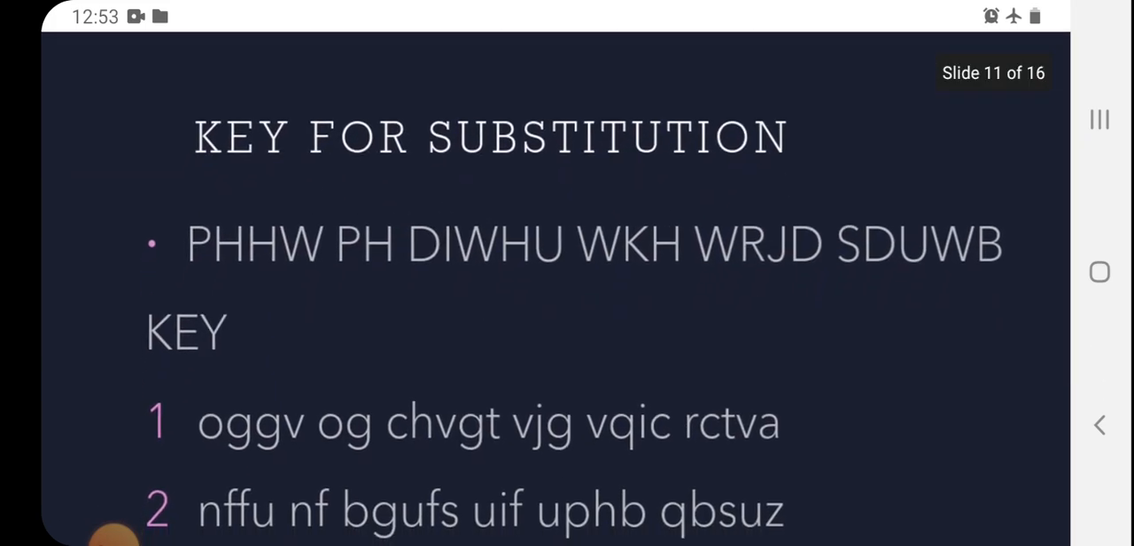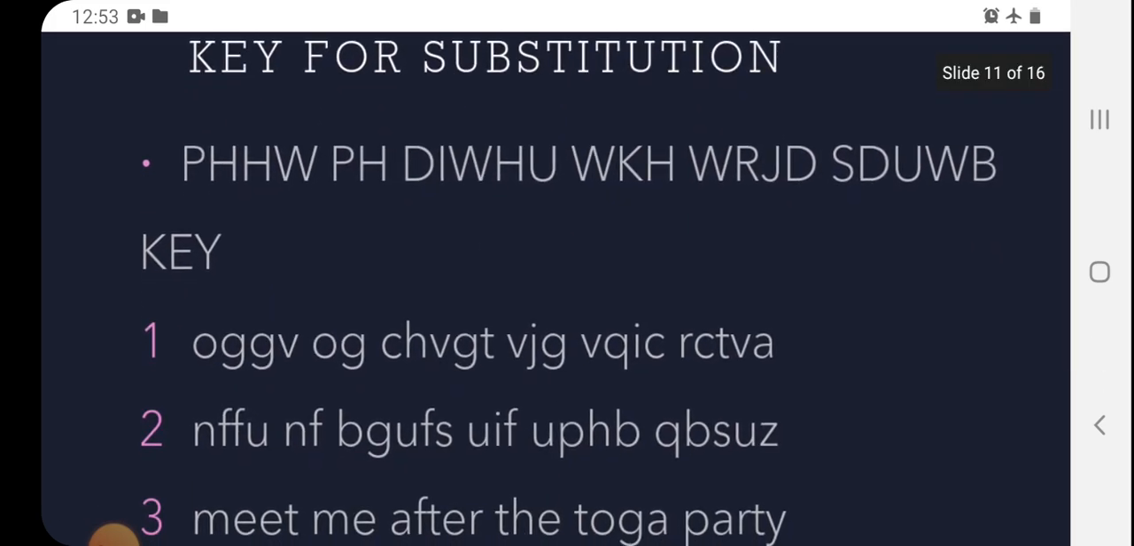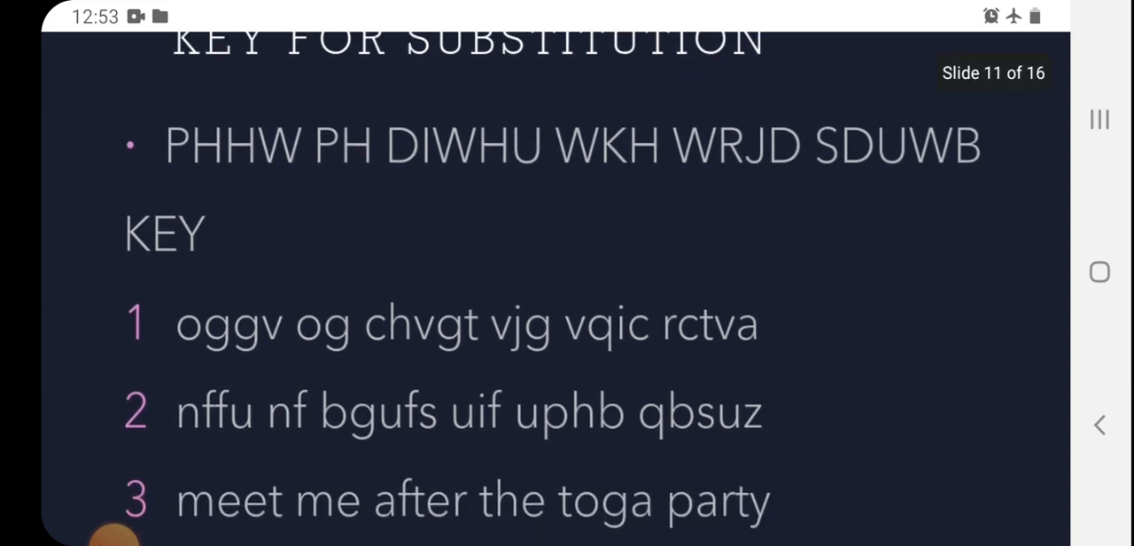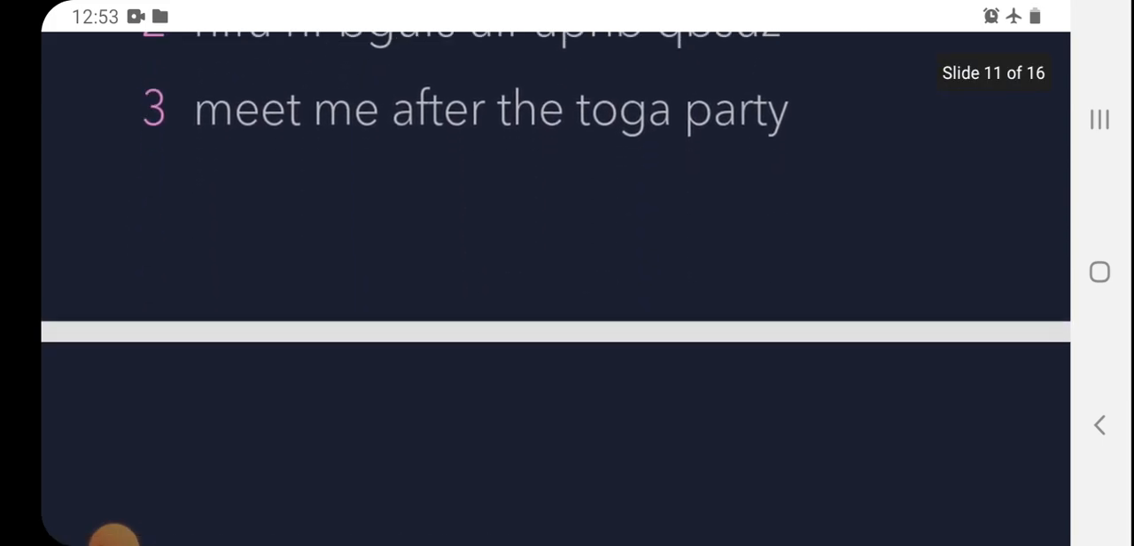Next slide, we shall see the key for substitution. Another method: you have a text, say PHHW PH for instance. For that key, what shall we do? Before P, what is the letter we have? O. Before H, what is the letter we have? G. This is the technique that is followed for this particular case.